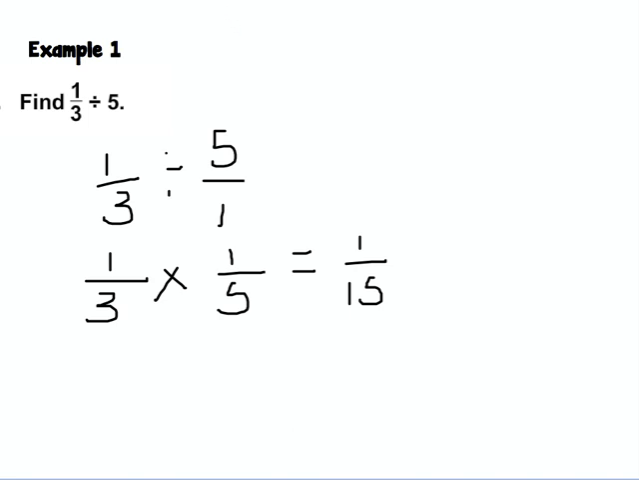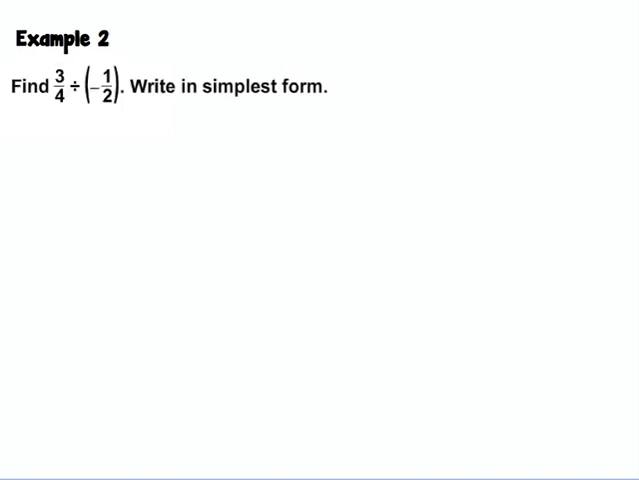Let's try another fraction. Now here I have 3/4 divided by -1/2. So we have to remember our integer rules. Now, let's write that problem as a multiplication problem. 3/4 times, now I'm going to use my reciprocal, it's negative, flip my second fraction, so the 2 goes on the top and the 1 goes on the bottom.